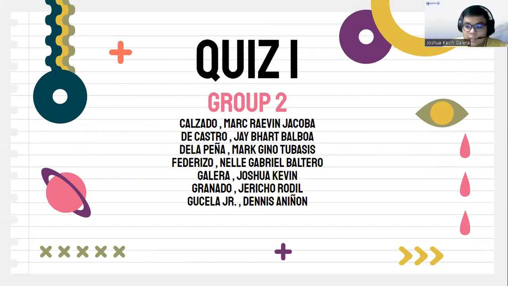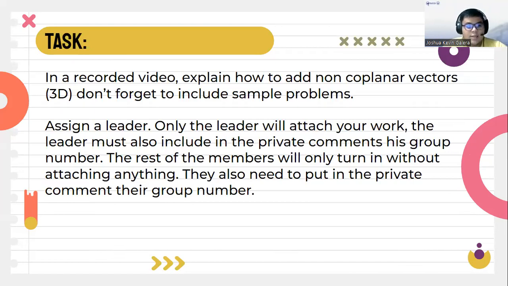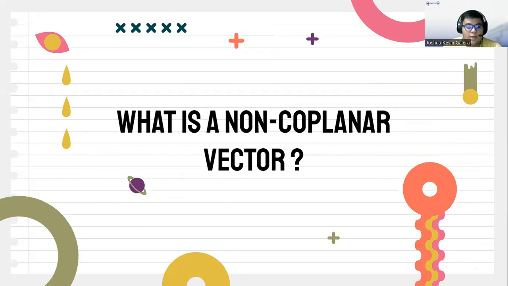For the next page, the task is a recorded video explaining how to add non-coplanar vectors. Don't forget to include a sample problem. Assign a leader. Only the leader will attach your work. The leader must also include in the private comments his group number. The rest of the members will only turn in without touching anything. They also need to put in a private comment their group number. So for the next page, we are explaining what a non-coplanar vector is.